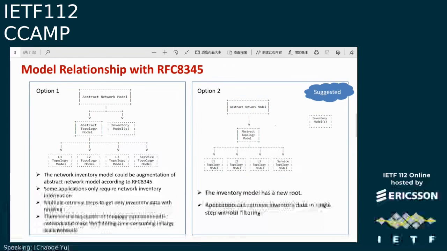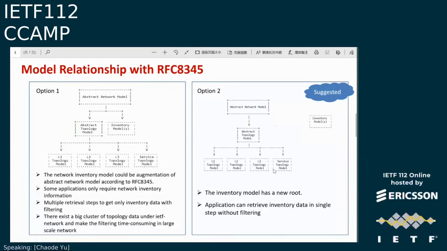But considering the complexity of the existing topology model, and that some applications only want to retrieve inventory, if we augment the network model with the inventory model, more filtering steps will be required, and some unnecessary misunderstanding will be caused. Also, the integration difficulty will get worse in a large-scale network. So we propose to have an independent root for the inventory model, just like the figure in option 2 shows. With a new root, the retrieval of inventory data can be done in a single step and without filtering.